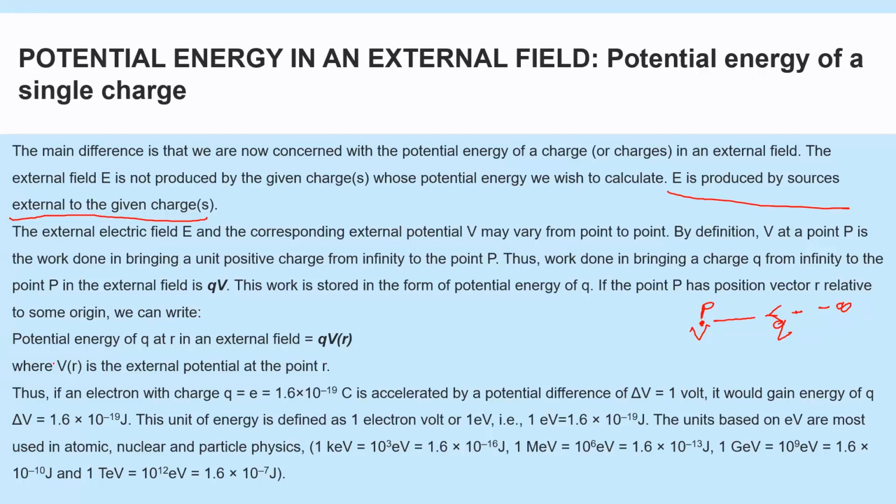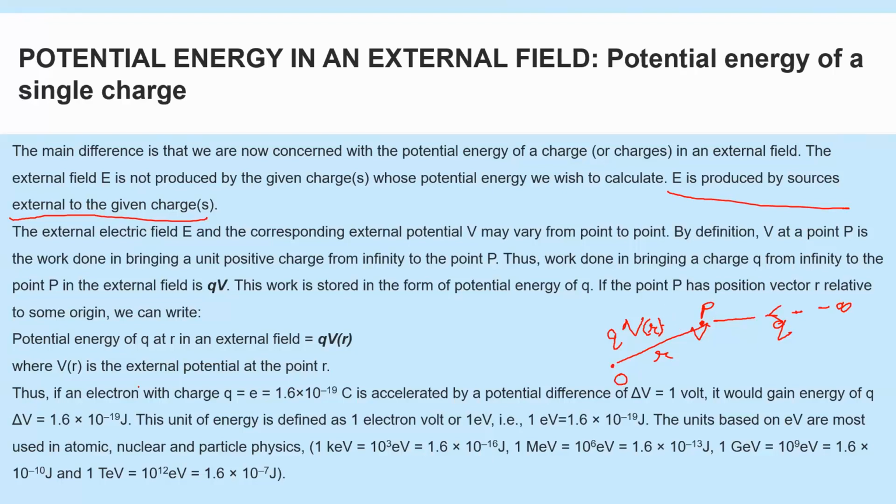But the potential energy of Q at R in an external field is going to be QV(R), where V(R) is the external potential at point R. Suppose you are considering one origin somewhere here. This is your origin and this is your R. So the potential energy of Q at R in an external field is going to be QV(R).